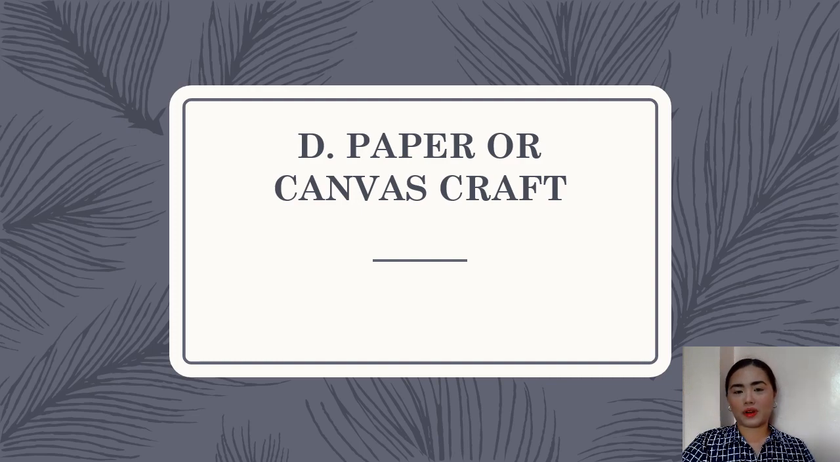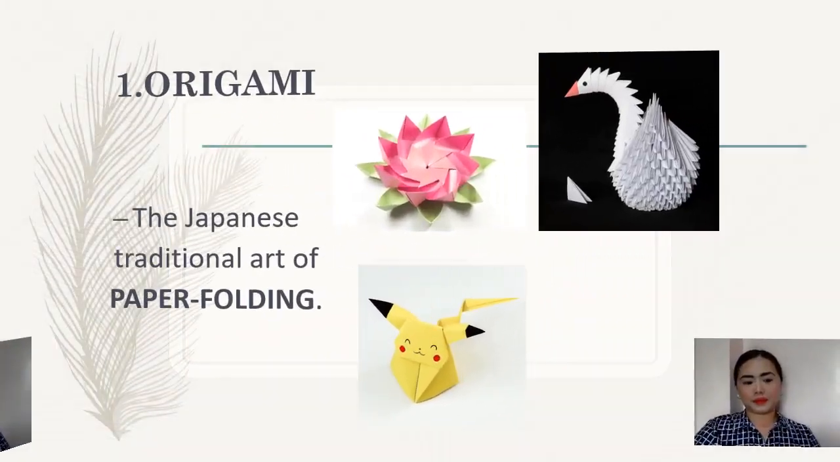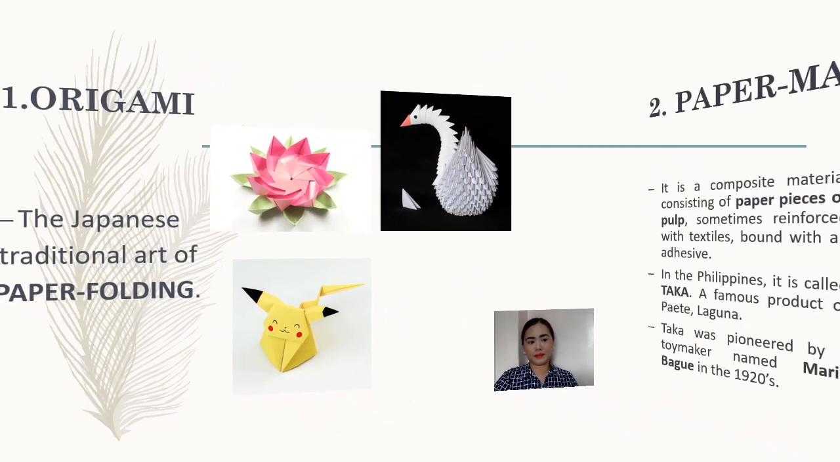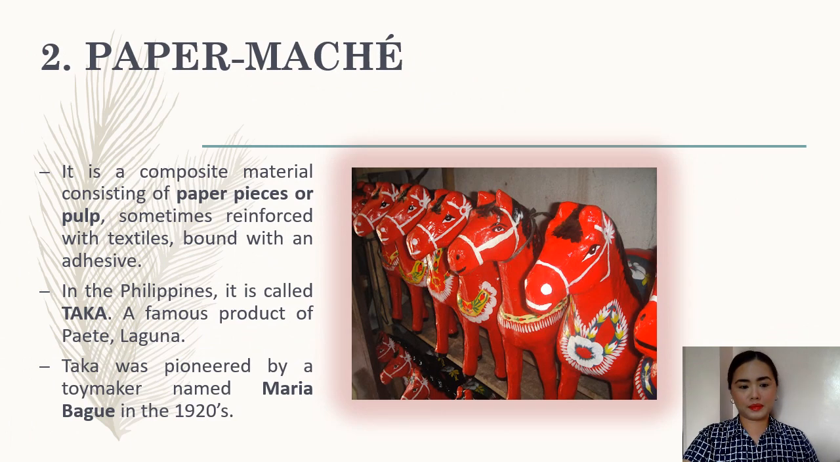The next category is paper or canvas crafts. The first one is origami. Origami is the Japanese traditional art of paper folding. The second category under paper or canvas craft is paper mache. Paper mache is a composite material consisting of paper pieces or pulp, sometimes reinforced with textiles and bound with an adhesive, specifically paste or glue.